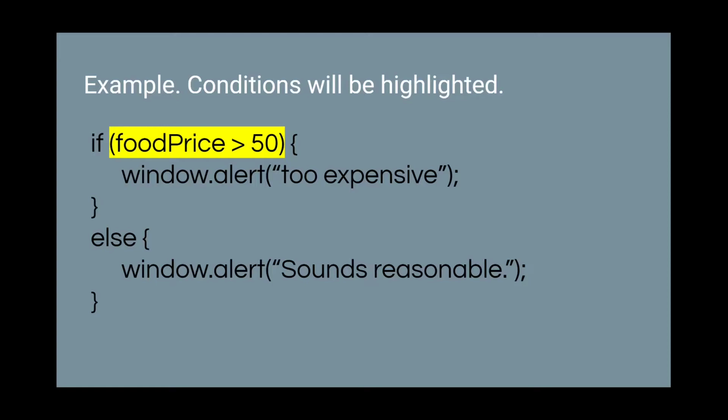So let's pretend that food price we set to be $40. Well, what's gonna happen if it's $40? Well, if food price is 40, it's not greater than 50, so then we would say, sounds reasonable, right? Because this first condition is not true. But what if the food price was 50? What would happen? Well, if you said sounds reasonable, then you're correct, because it's not greater than 50. But the very second it becomes greater than 50, like 50.00001, then we say it's too expensive.